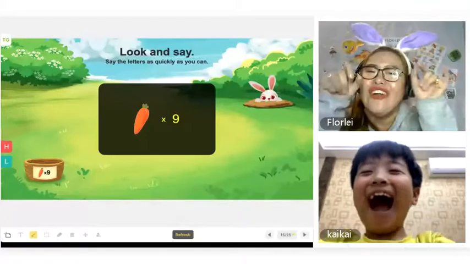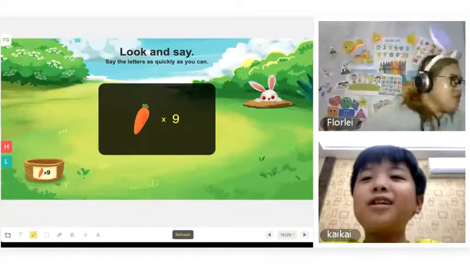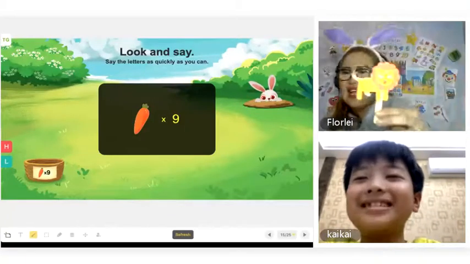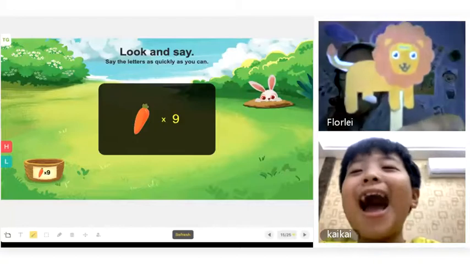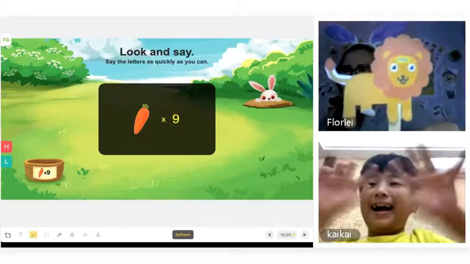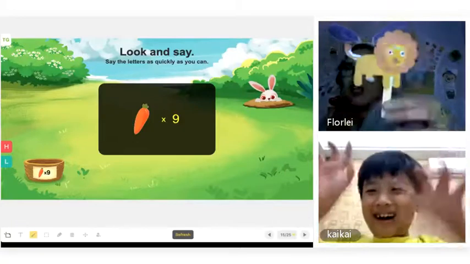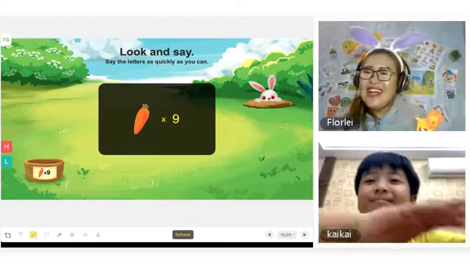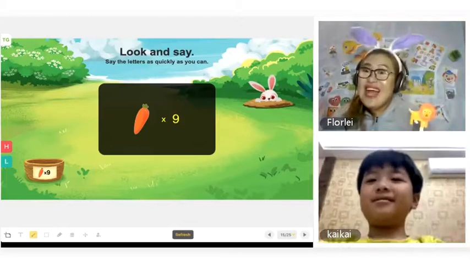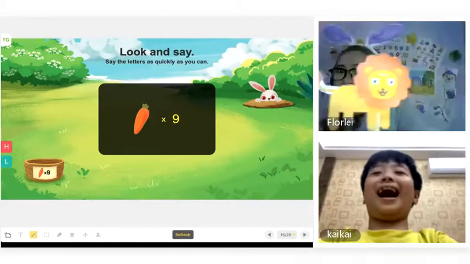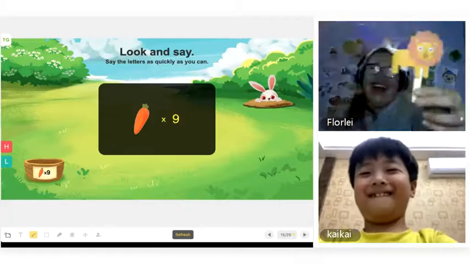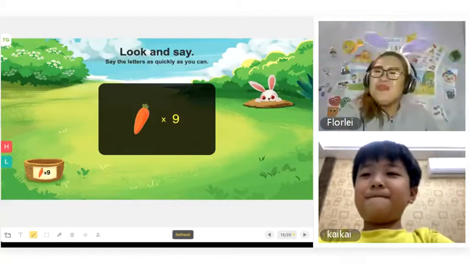Hand back, hand back. I'm gonna give you, what is this? Lion. Aren't you scared of a lion? Have you seen a lion? Okay. Now let's go to the next page, page 16.